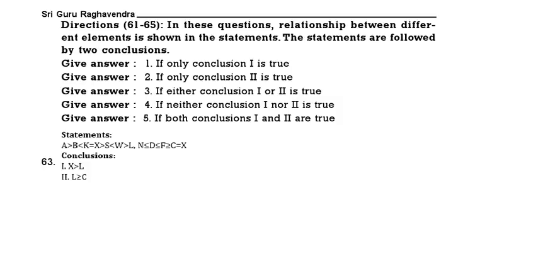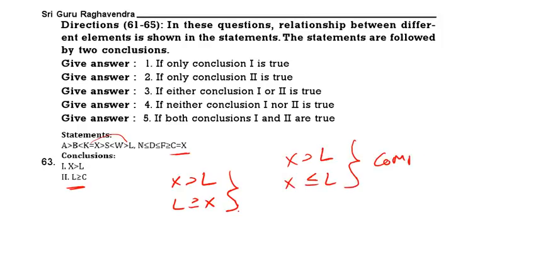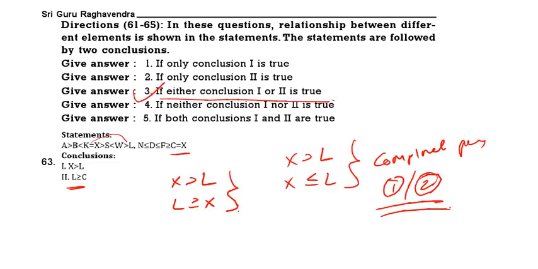Now first one, X greater than L, L greater than or equal to C. Here C is equal to X. Therefore, we can say X greater than L or L greater than or equal to X. Actually, there is no relation between X and L, but it is given X greater than L or X less than or equal to L. These two are complementary pairs. Answer is either 1 or 2. Either 1 or 2 follows.